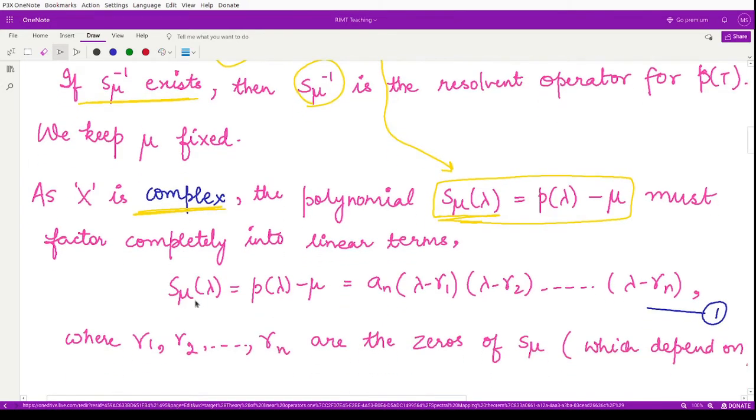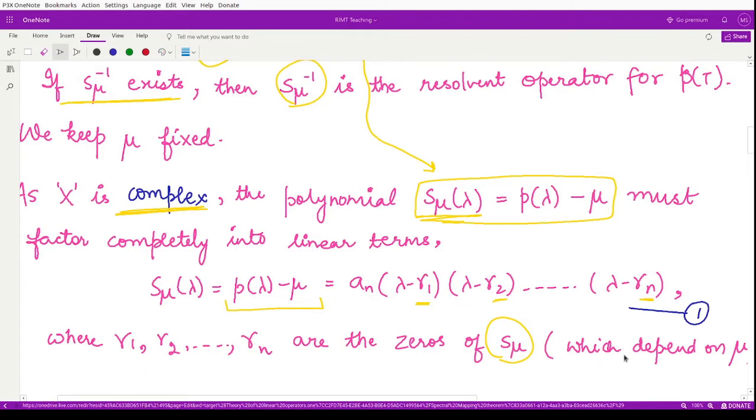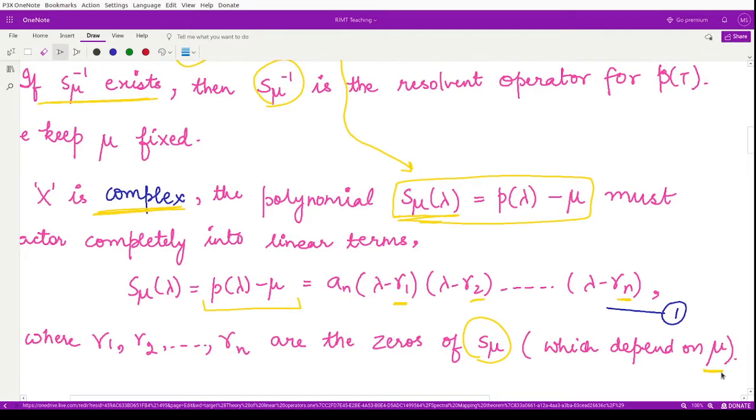So using that result, our polynomial S mu lambda, which is nothing but P lambda minus mu, could now be written into these linear factors, where what are these gamma 1, gamma 2 up to gamma n? They are the zeros of this polynomial S mu, and these further depend upon mu by the choice of mu. If you change this mu, you will get other roots here. That is quite obvious. And what is this an here? This an is the leading coefficient for the given polynomial.